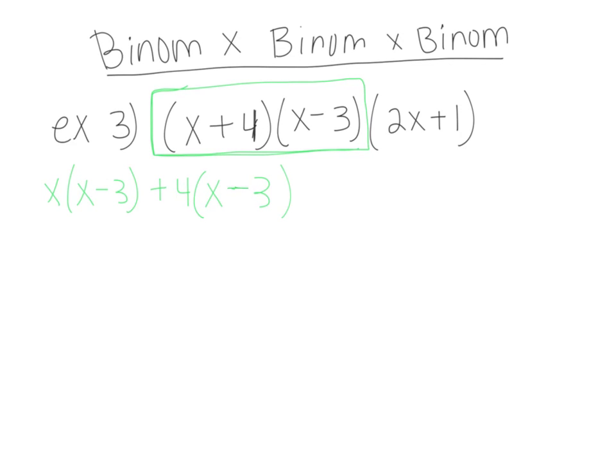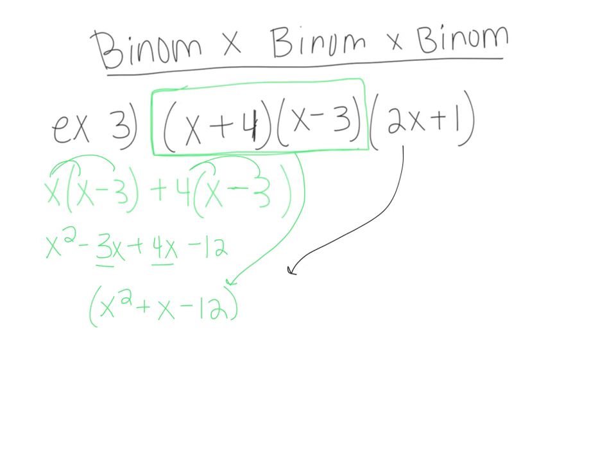Okay, x minus 3. So then I'm going to distribute. This becomes x squared minus 3x plus 4x minus 12. Combine like terms. So x squared plus 1x minus 12.